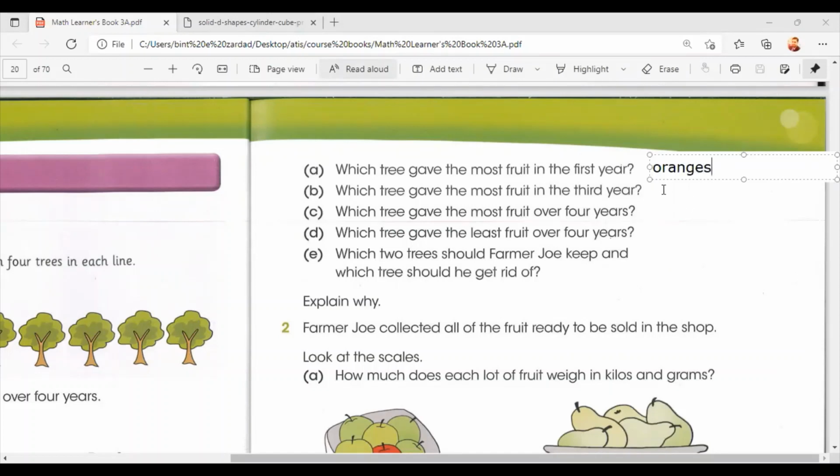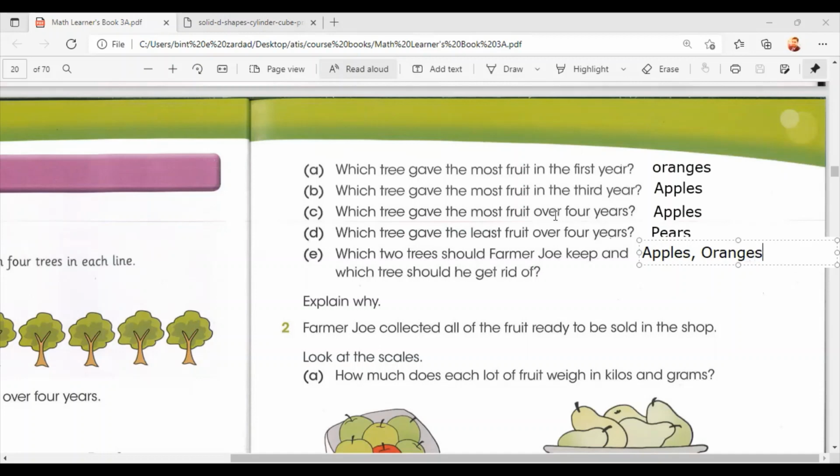And which tree gives the most fruit in the third year? Apple. Which tree gives the most fruit over 4 years? Also apple, as we see mostly red color. Which tree gives the least fruit over the years? Pear, not giving a good result. Pear tree. Okay. Which two trees should Farmer Joy keep, and which should he get rid of? You need to keep orange and apple because they give good results as compared to pear.